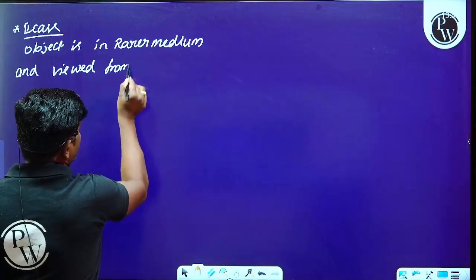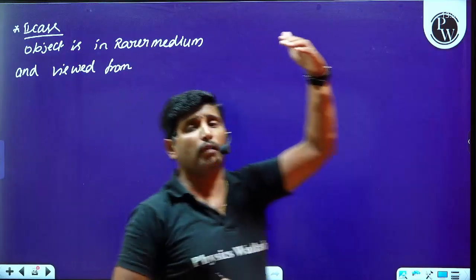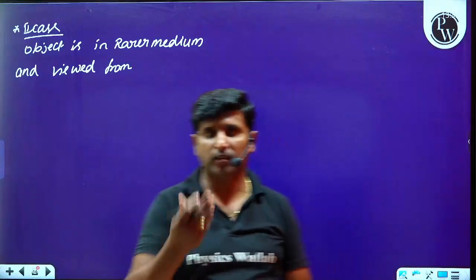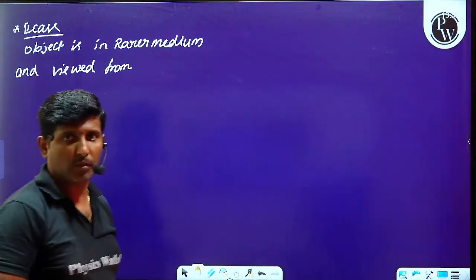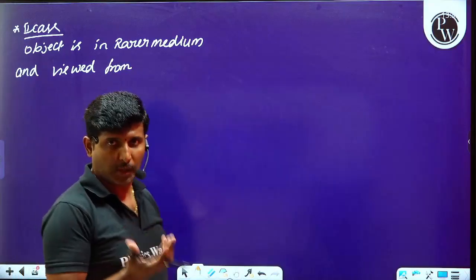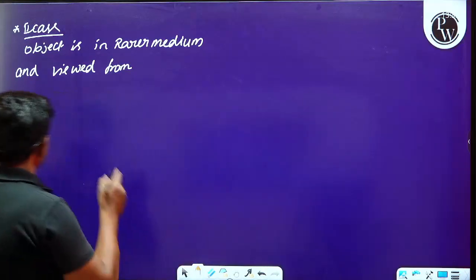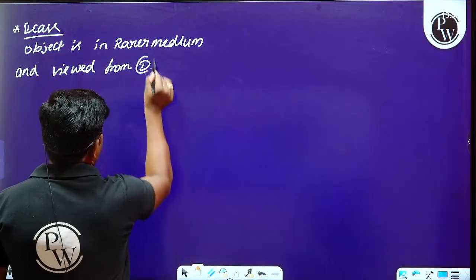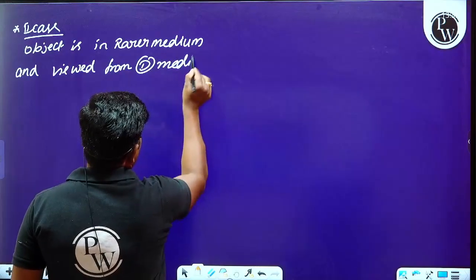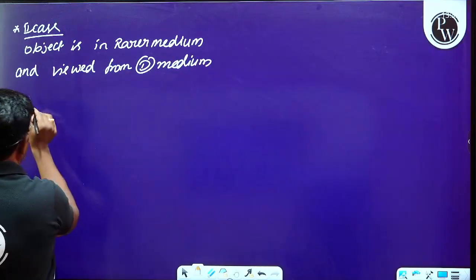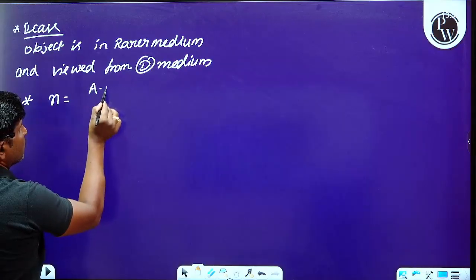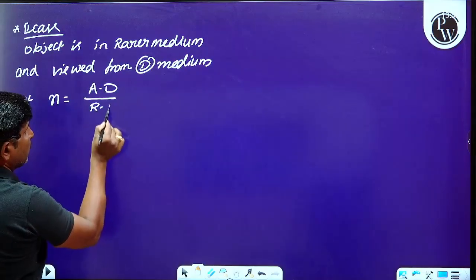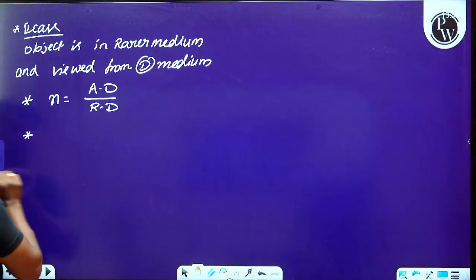For example, a bird is flying in the sky, that is in air medium, and a fish is observing that bird. So the fish becomes the observer and the bird is the object, so the observer is in the denser medium. Is it clear? In that case, the refractive index becomes equal to apparent depth divided by real depth.